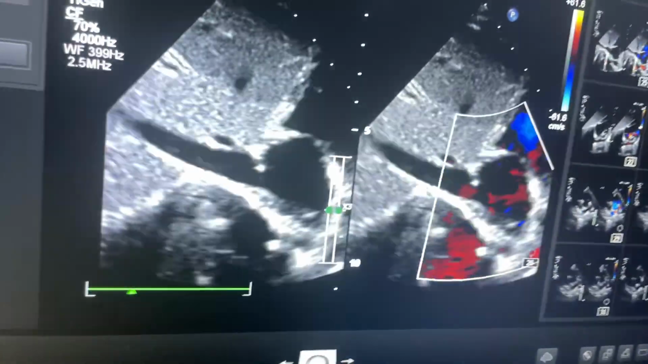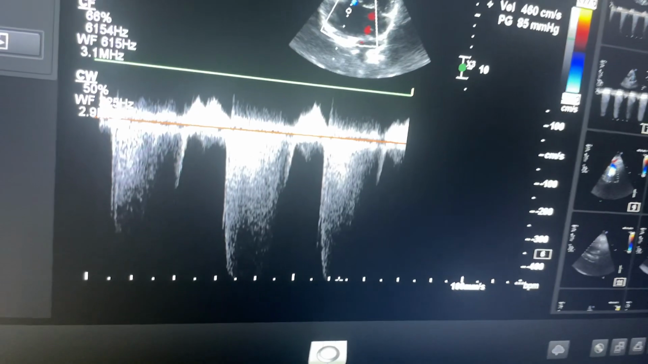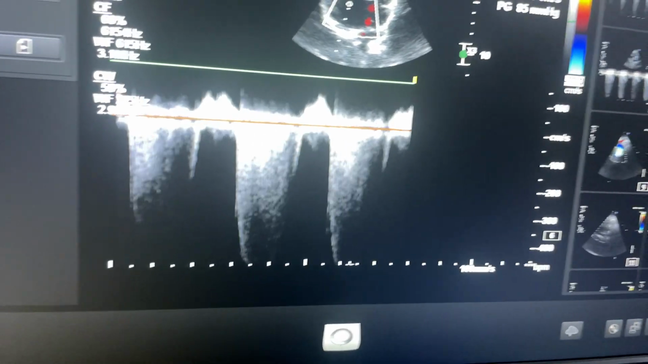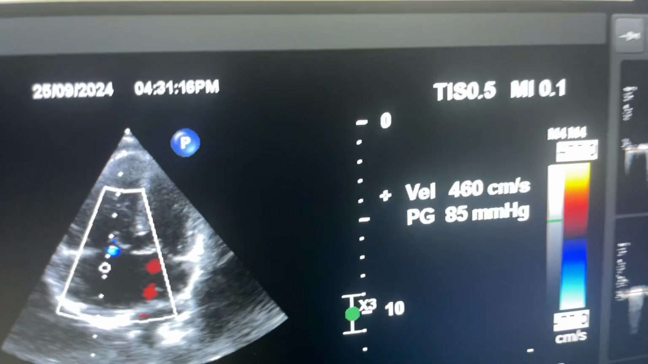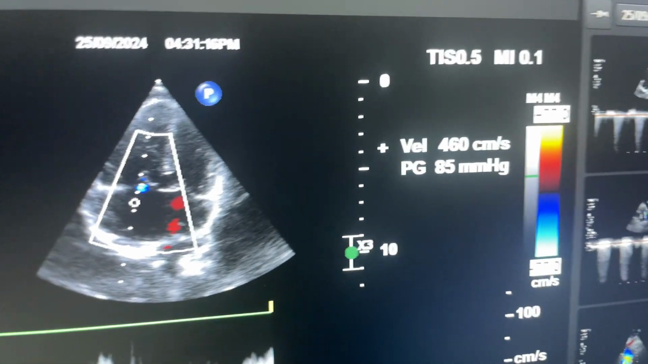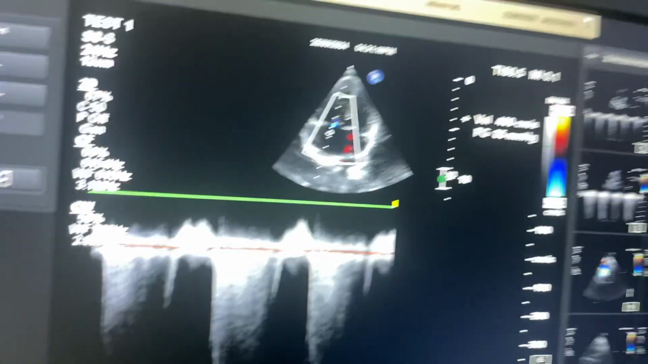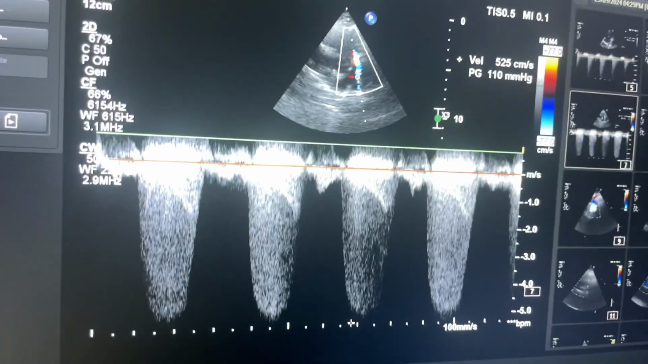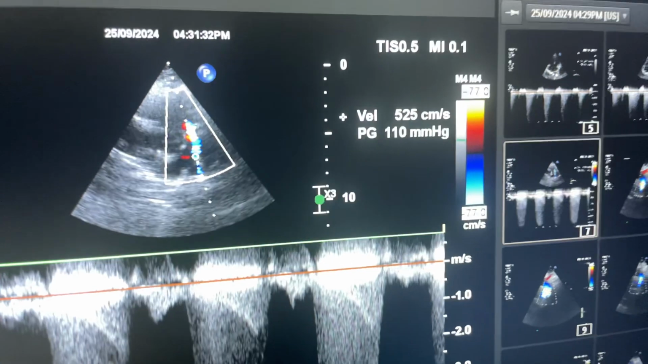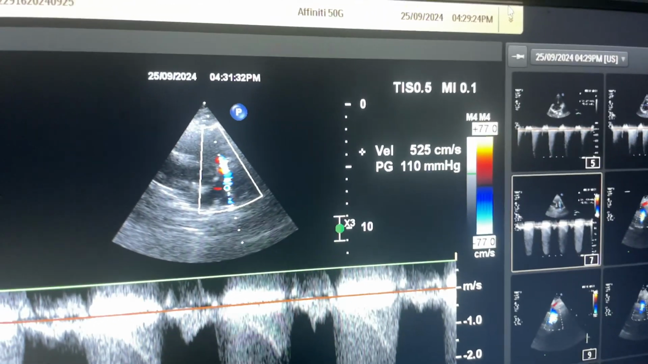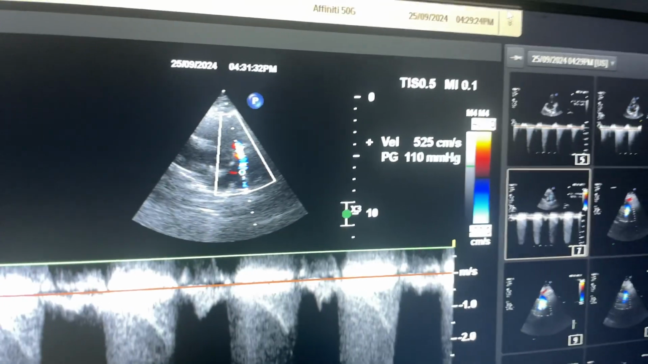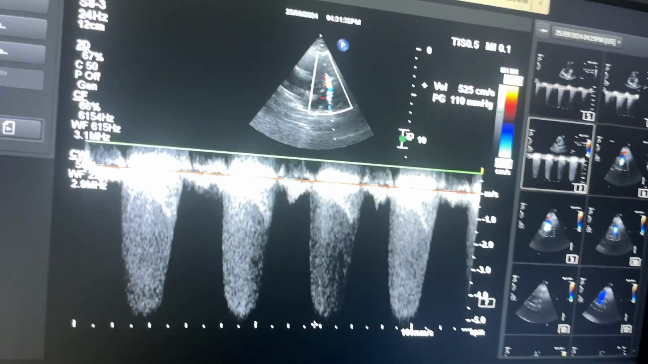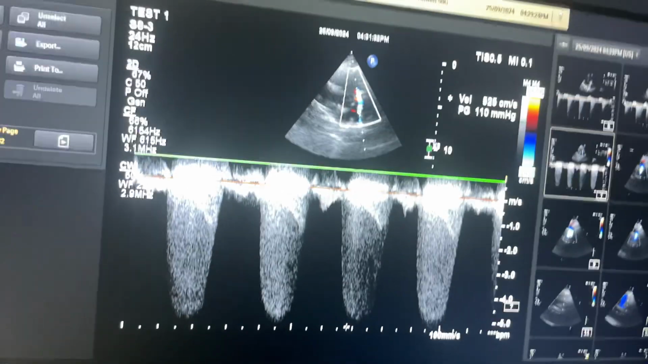So I want to show you how much gradient. You see, this is the gradient across tricuspid valve. Velocity wise it is 4.6 meter per second, or peak gradient wise 85 millimeter of mercury across TR jet. You see across pulmonary valve, velocity wise 5.25 meter per second, and gradient wise 110 millimeter of mercury. So severe pulmonary stenosis mainly at the level of valve.